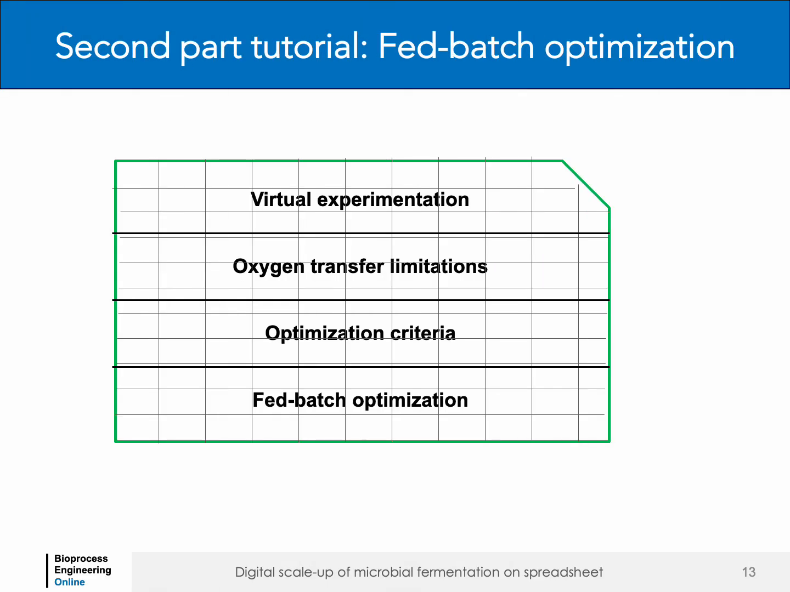In this second part of the tutorial on the digital scale-up of yeast-fed batch fermentation, I present a spreadsheet-based approach for optimizing the fermentation process using the simulation model. We will examine the 4 sections of the spreadsheet in sequence: virtual experimentation, oxygen transfer limitations, optimization criteria, and fermentation optimization.